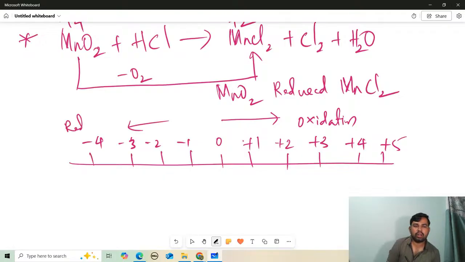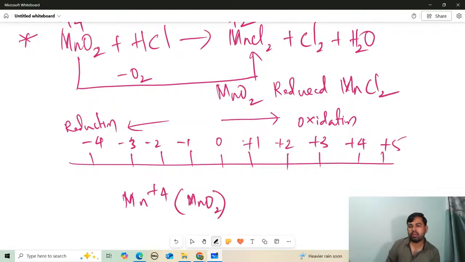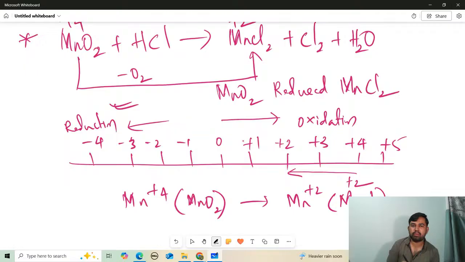So what I am saying here is that Mn in MnO2 has an oxidation state of plus 4. Now it becomes Mn plus 2 in MnCl2. So plus 4 to plus 2 is a decrease in charge. That's why it is undergoing the reduction process. So anyway, removal of oxygen.